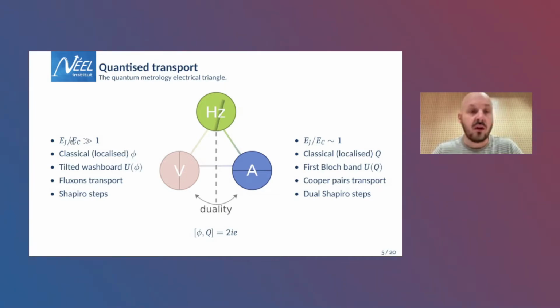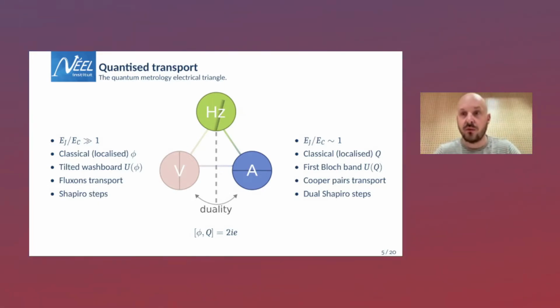You want a large EJ over EC ratio for your junction. EJ is the Josephson energy, and EC is the charging energy of the junction. You want to be able to treat the phase as a localized variable. As I said, we can represent it in the potential. It's a very well localized wave packet. Then the washboard potential is a function of phi, the flux or the phase, and you are transporting fluxons, quanta of flux, one by one or two by two or three by three, and these are the famous Shapiro steps.